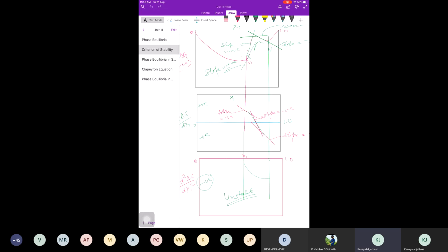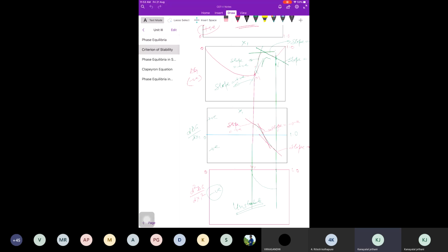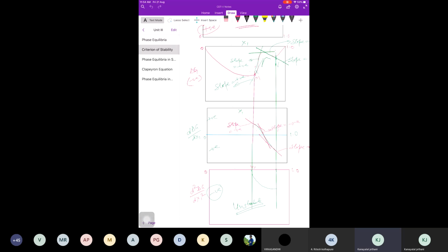Okay, are you able to see this diagram now? Yes, sir. Okay. So if you can see this diagram, this second curve, which was convex upwards, we have taken tangents at different points on this curve. Here it is positive in this portion, here it is 0, and here it is negative, right?